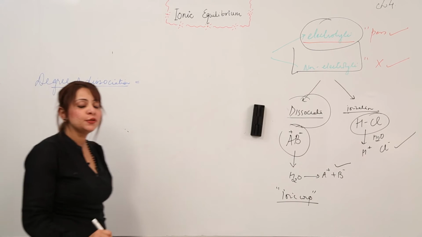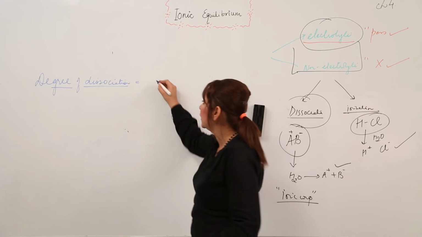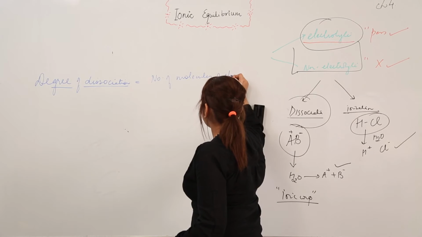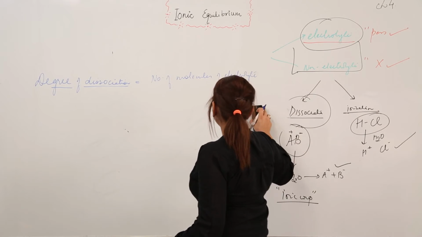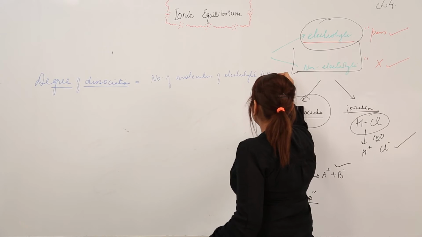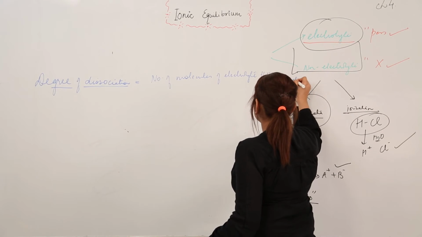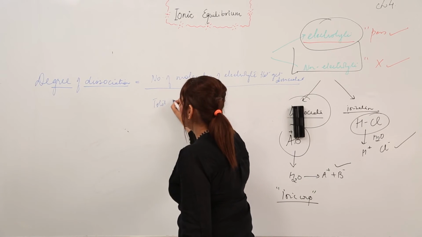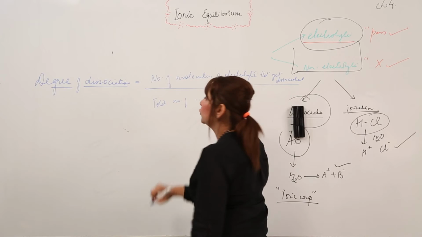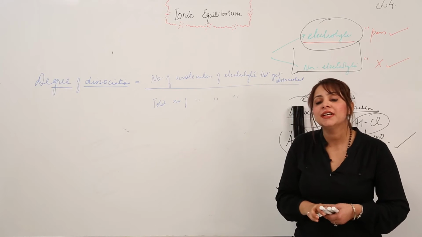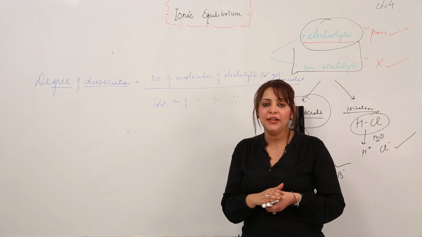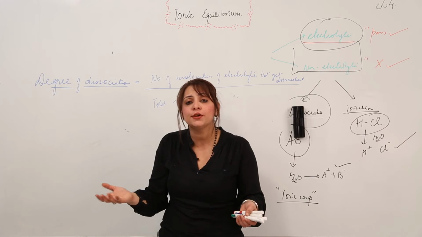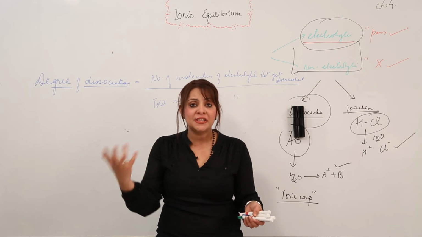So what is degree of dissociation? It is actually the number of molecules of electrolyte that get dissociated divided by the total number of molecules of electrolyte. Right. So all the molecules of electrolyte may not dissociate, or may dissociate. We don't know. It is different in case of different substances, right?